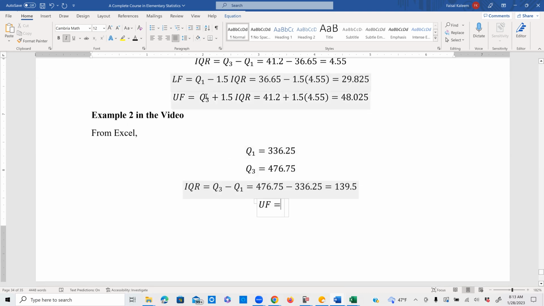So upper fence will be Q3 plus 1.5 IQR. That will be 476.75 plus 1.5 times IQR, 139.5, equals 686.